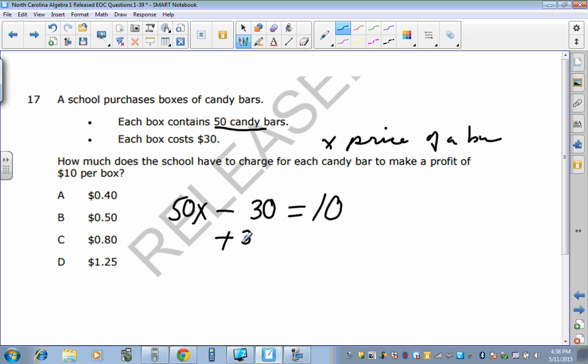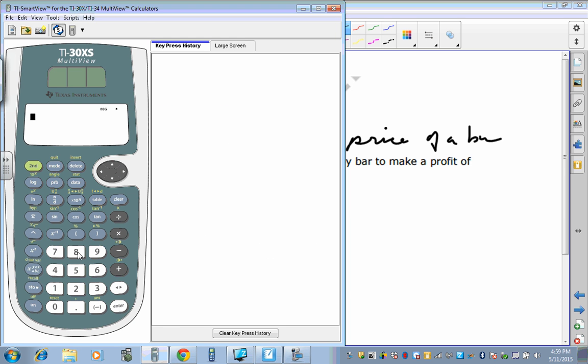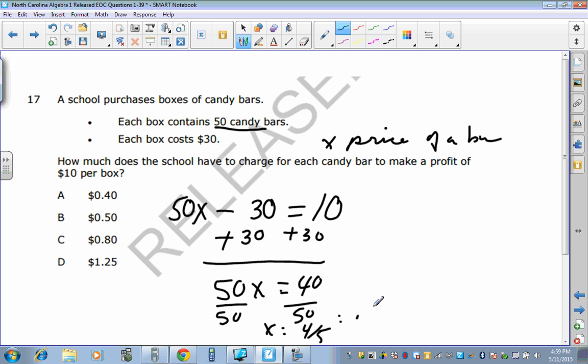So let's add 30 to both sides. Divide both sides by 50. X is equal to 4/5 of a dollar. On your calculator, you can just divide 40 divided by 50. 4/5 of a dollar is 0.8, which is 80 cents.